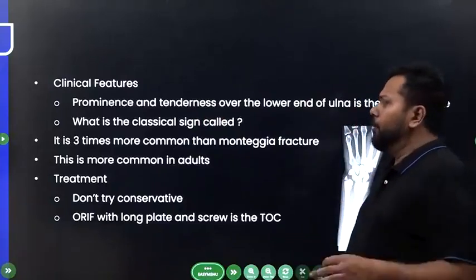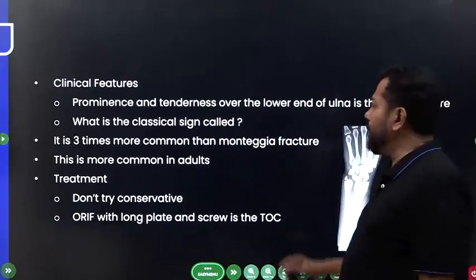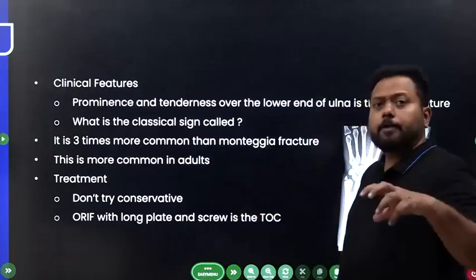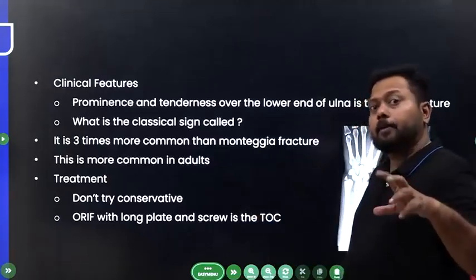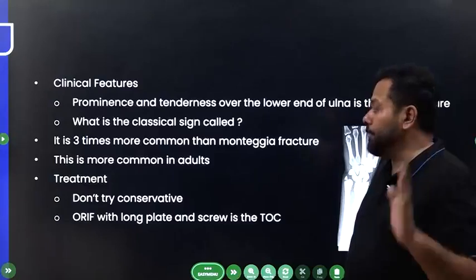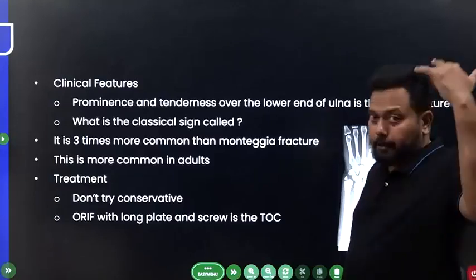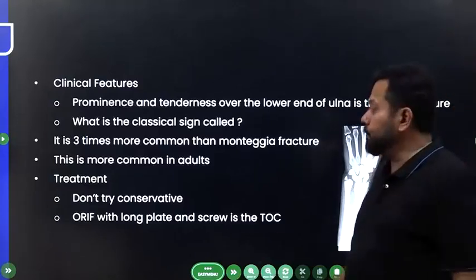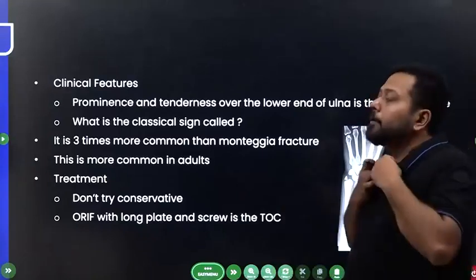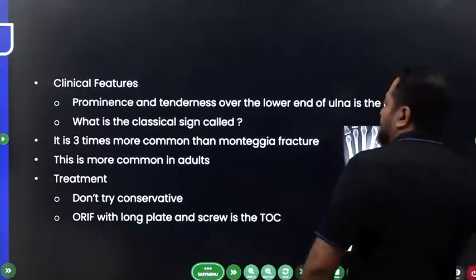And the book says it is 3 times more common than Monteggia. So, is Monteggia common or Galeazzi common? If they ask a question, Galeazzi is more common than Monteggia. And overall, Monteggia is more common in children, Galeazzi is more common in adults. Very simple. And what are the clinical features?